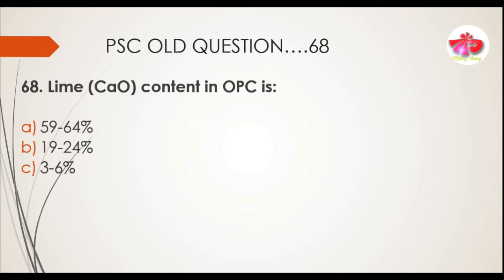option B, 19 to 24, option C, 3 to 6%, and option D, 1 to 4%. So friends, lime contained in OPC ranges between option A, 59 to 64%.